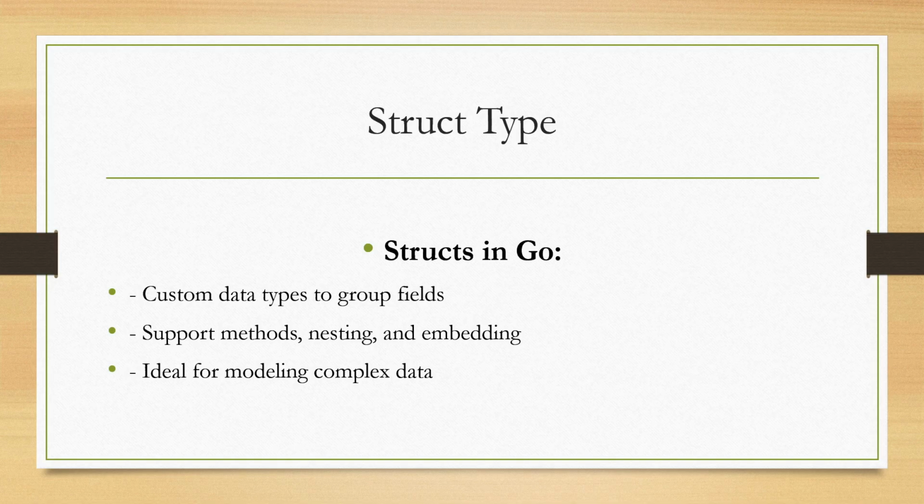That's exactly what a struct does in Go. So think of a struct as a way to group related pieces of information together under one umbrella. In Go, we call this a custom data type. For example, you can create a student struct where the student name, age, roll number, and subject are grouped together. This helps keep the data organized and easy to manage.